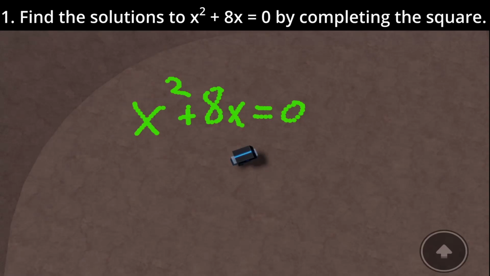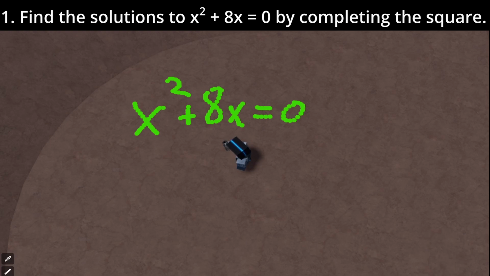In today's video, we're going to complete the square to solve quadratic equations, so let's get right into it. This first problem says x squared plus 8x is equal to 0. To do this, we need to complete the square, and to complete the square, you first take the coefficient on the x term. Here, that coefficient is 8.